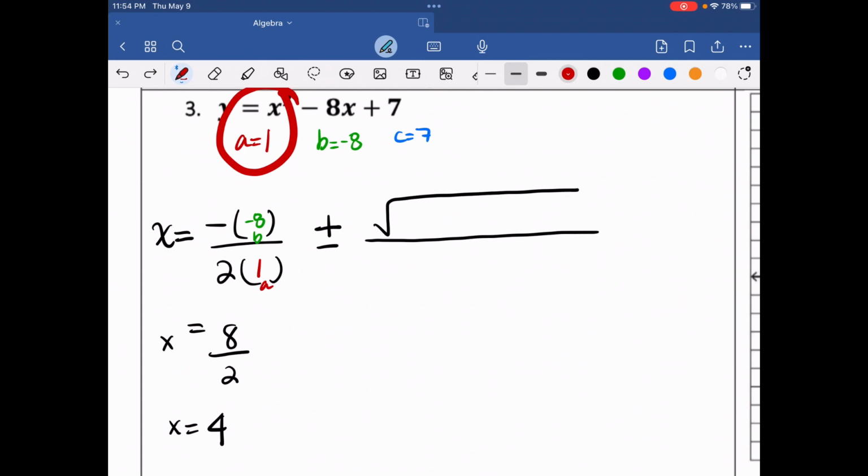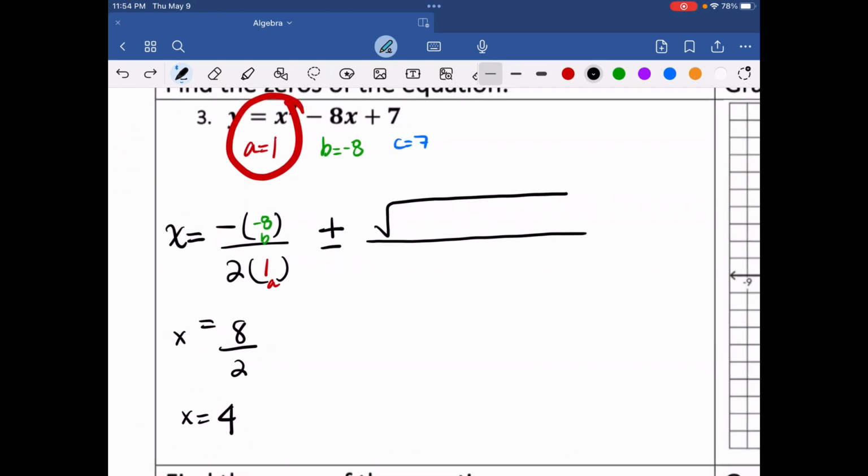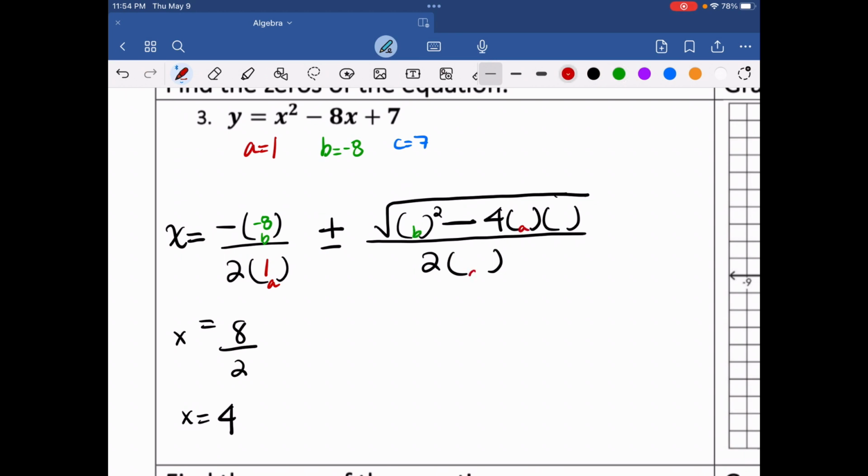So that's where the other half of the quadratic formula helps you. If you follow the quadratic formula, now it says the square root of b squared minus 4ac, divided by 2a. So we have b, we have a on the bottom, and c. What number is b? -8. What number is a? 1, and 1 on the bottom, and c is a 7.